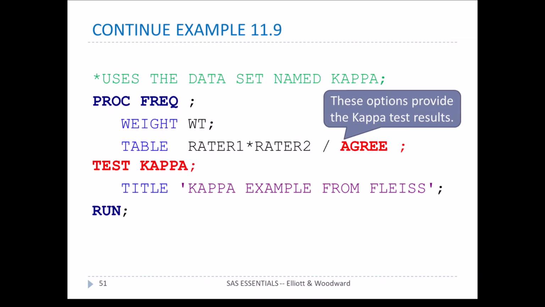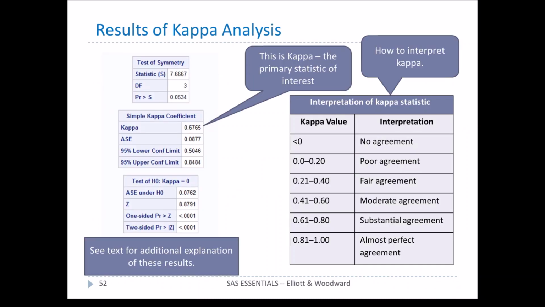All right, so how do we analyze this? We use PROC FREQ, and again, we're looking at rater 1 by rater 2, and in this case, we're using the option called agree, and also a second statement called test Kappa. And these two are used to test the analysis that we've been discussing. So let's look at the results of this analysis.